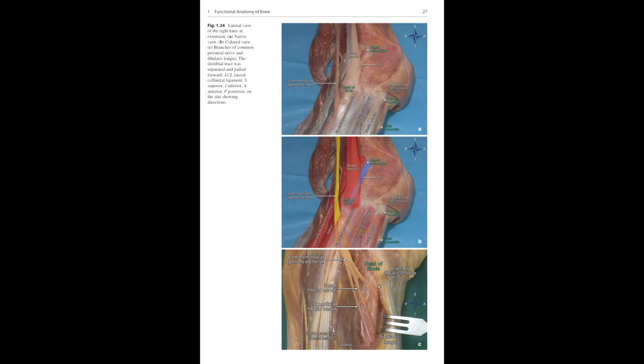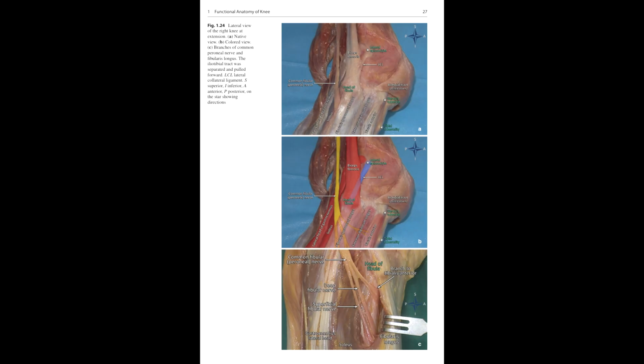Panel C, Nerve Branching. The third image zooms in to show the division of the common fibular nerve. At the level of the fibular neck, the nerve splits into the deep fibular nerve, or deep peroneal nerve, which runs anteriorly to supply the anterior compartment muscles: tibialis anterior, extensor hallucis longus, extensor digitorum longus, and provides sensation between the first and second toes.